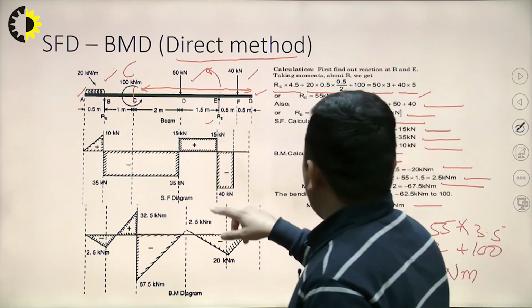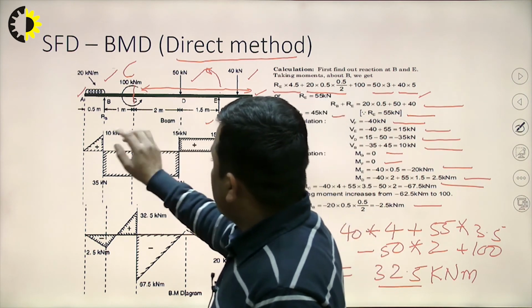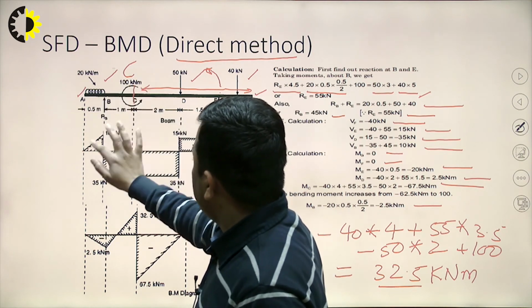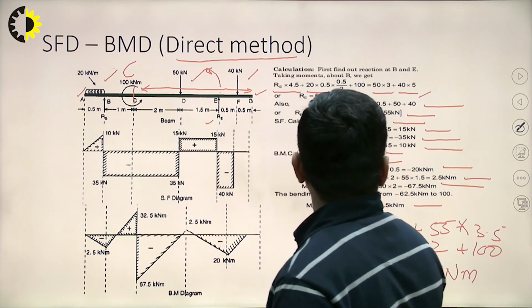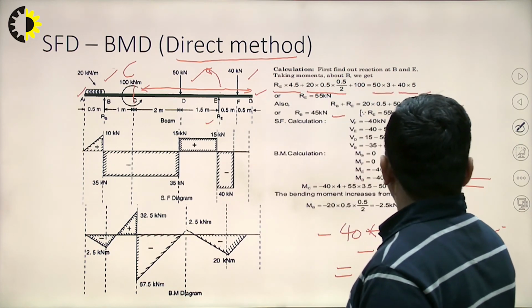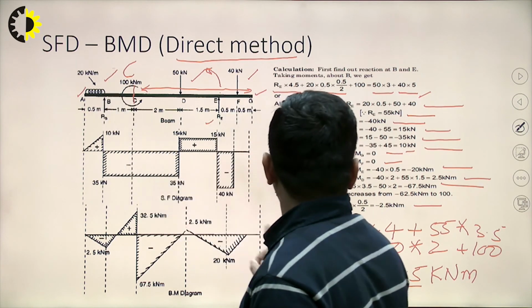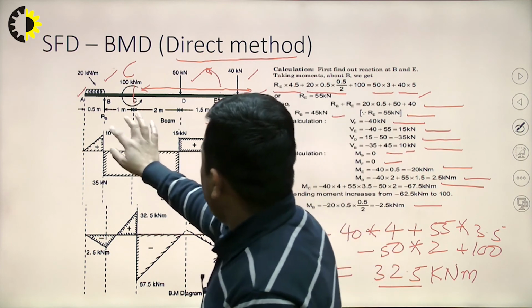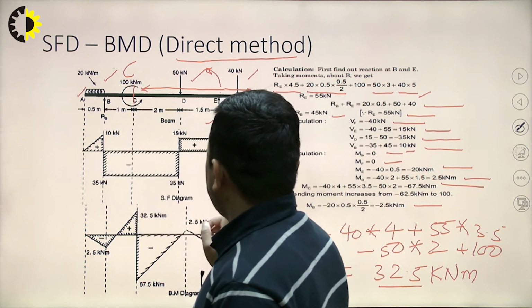As now all the values are available, we can draw the shear force and bending moment diagram. Shear force here is 0. Between A to B, UDL is there, so the inclined line will be there. There is 10 kilonewton at point B. Then at point B, because of the support reaction, we are having two values, 10 and 35. 10 is a positive value, 35 is a negative value.